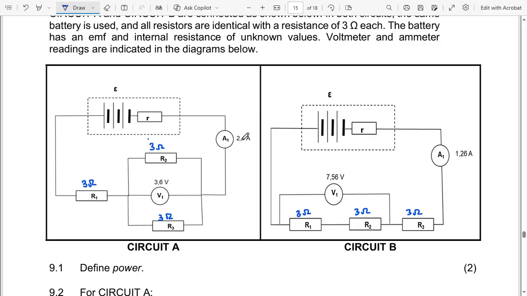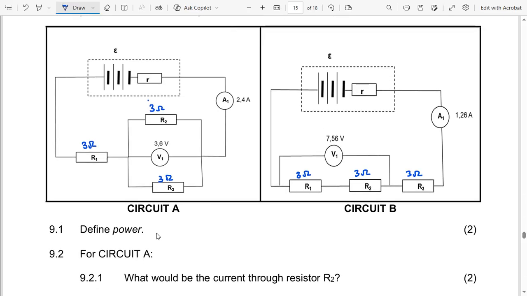First question: define what is power. You can write the formula down for power and use that formula to define it. So it's the rate at which work is done. Power is the rate, and that's the formula for power.